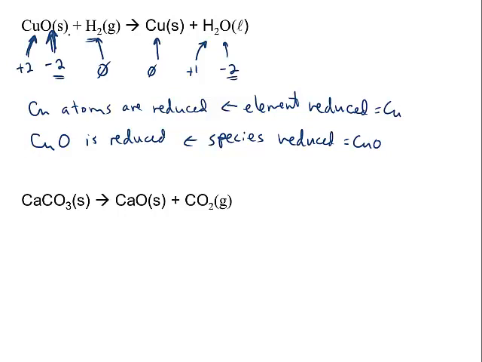The hydrogen is oxidized because it goes from 0 to +1, and in this case the hydrogen itself is the element that's oxidized, and because it's in an elemental form, it's also the species oxidized. So in this case, copper oxide is the oxidizing agent because it's reduced, and H2 is the reducing agent.